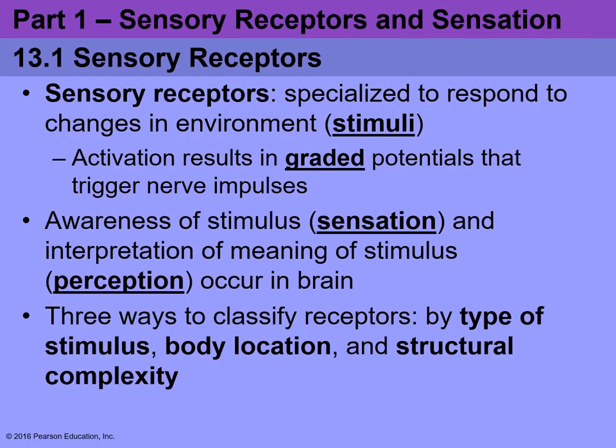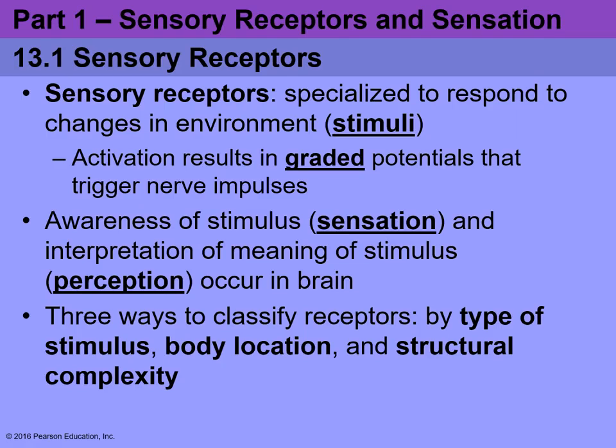We're going to start looking at the sensory receptors and how they pick up various sensations. The sensory receptors are very specialized to respond to some change in the environment, which is what a stimulus is. So if it's specialized to pick up a change for cold temperature, it will not detect hot temperature. They are that specific. How are these receptors activated? It's going to result in a graded potential that then ultimately triggers the nerve impulse.